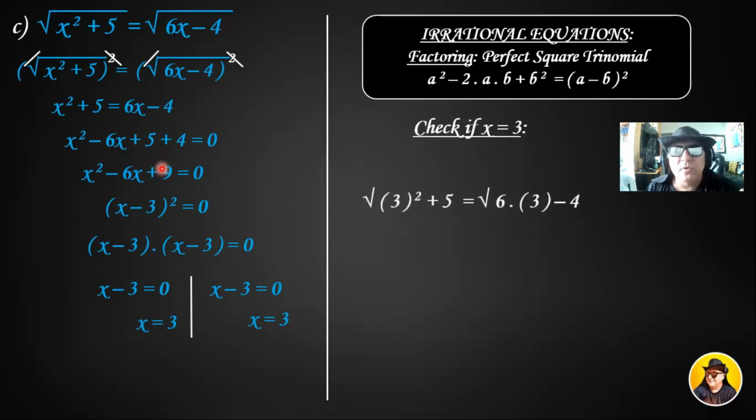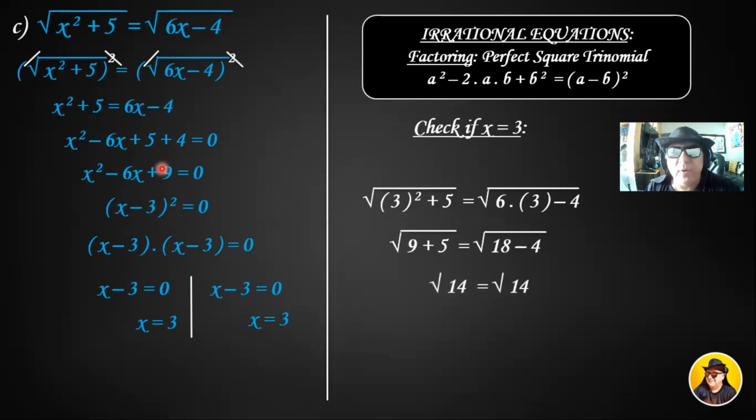Okay, I have the square root of 3² + 5 is the square root of 6 times 3 - 4. Well, 3 squared is 9. And 9 + 5 is 14. So we have the square root of 14 is, 6 times 3 is 18, 18 - 4 is 14. So also we have that this is true. Okay, so really the solution set is 3.